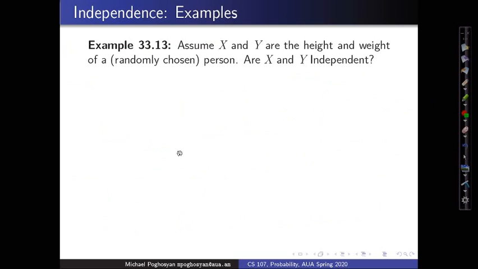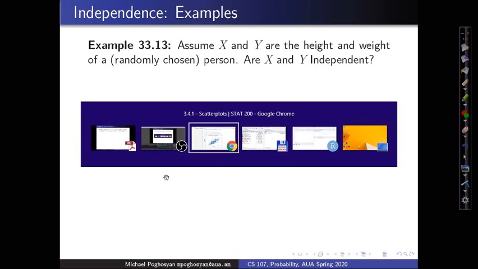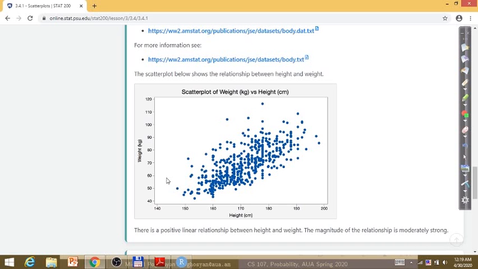Let's move forward. Assume x and y are height and weight of a randomly chosen person. Are x and y independent? Well, to solve this theoretically, I need to have the exact joint distribution of that random vector x, y. But nobody will give me that distribution of all heights and weights of every person. But we can just have a look at some data sets.